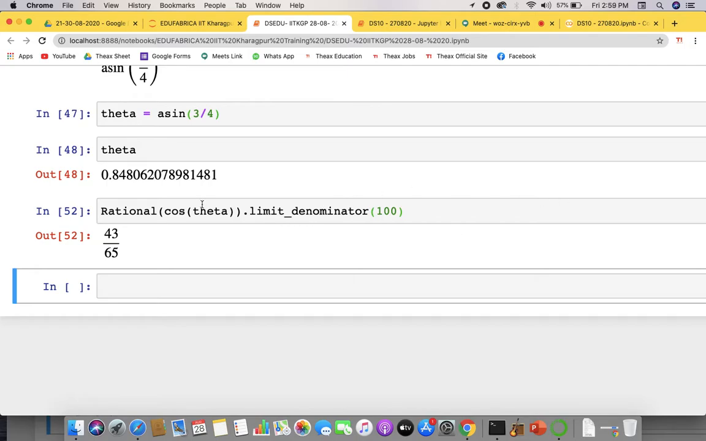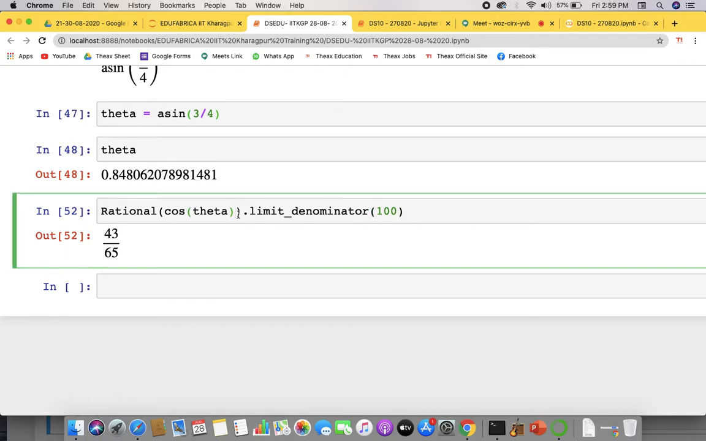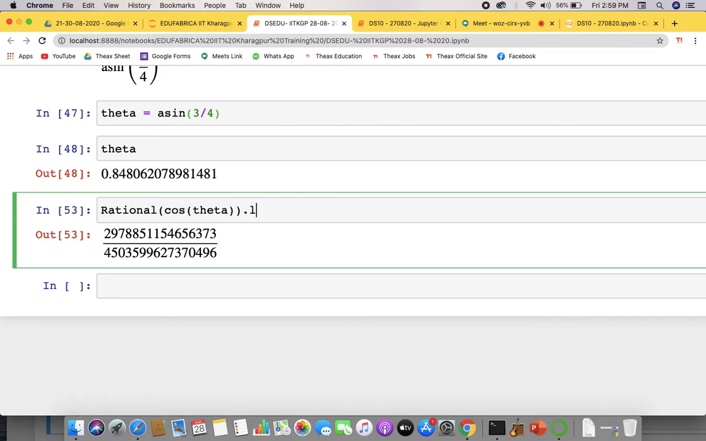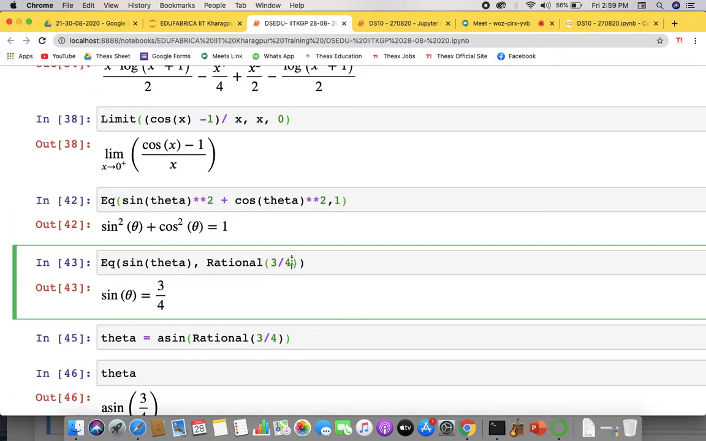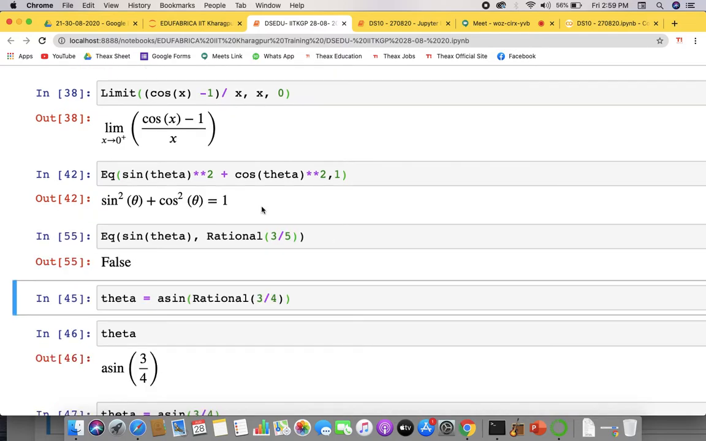So cos theta is giving you the values, and that is being rationalized. So if you write the rational of cos theta, and then we want to limit the denominator by 100, is that working? Okay, so I hope this would be much better.